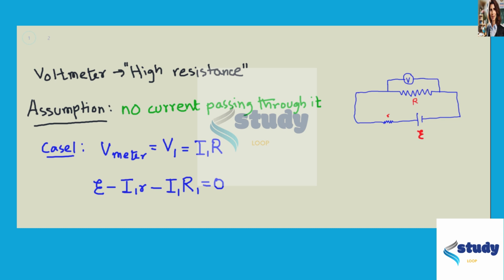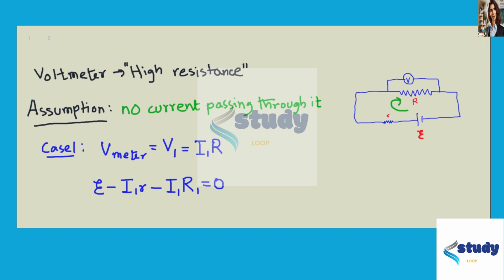Now, the first assumption that we're making here is since the voltmeter has high resistance, there's no current passing through the voltmeter. Because of high resistance, most of the current is going to R. So if there's no current passing through it, we can use our Kirchhoff's law, and if we take our loop rule and take clockwise direction, then we have this following equation.